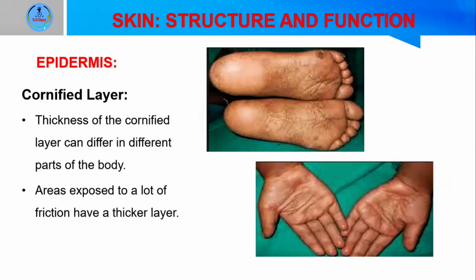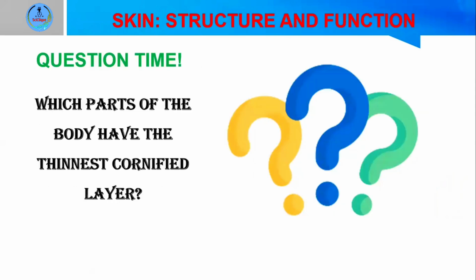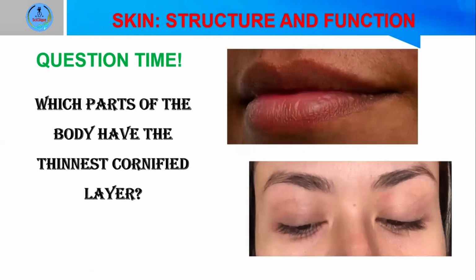Now, if I may ask you, if we have certain parts that have a thicker conified layer, we are definitely going to have some parts that have a very thin conified layer. Can you mention two parts that have the thinnest conified layer in our body? Just think about it. I'm going to give you a hint. They're both found on our face. There we have it. So we have the area around our eyes and also on our lips. These have the thinnest conified layer.